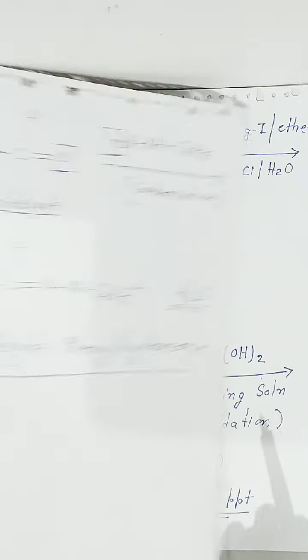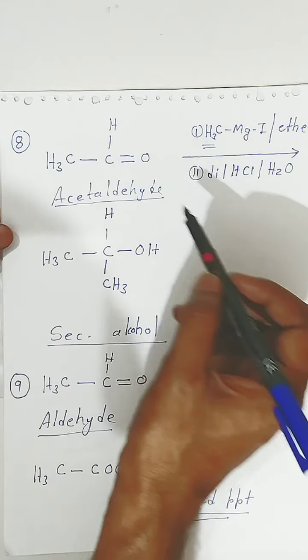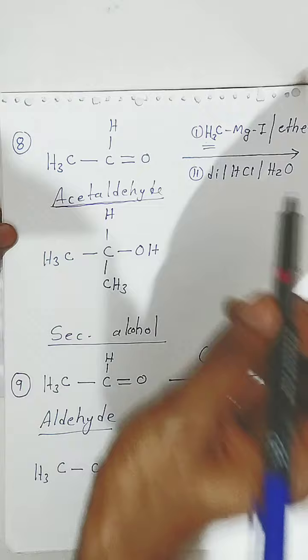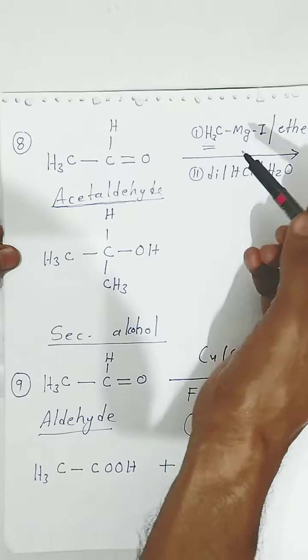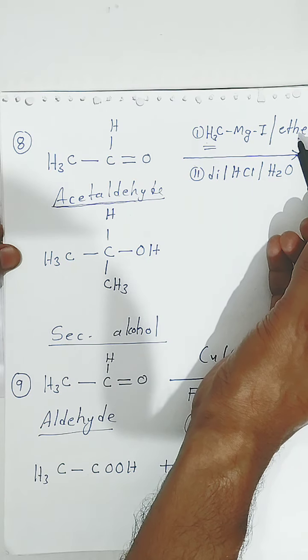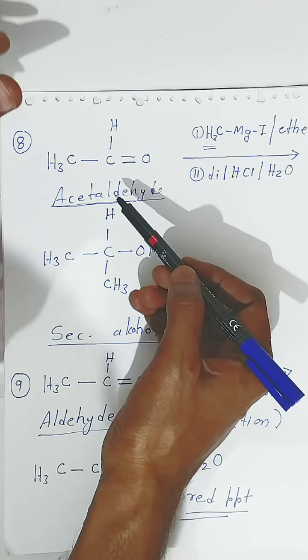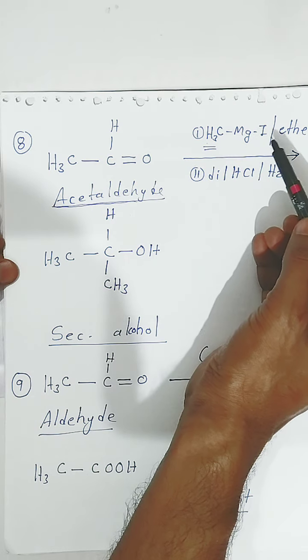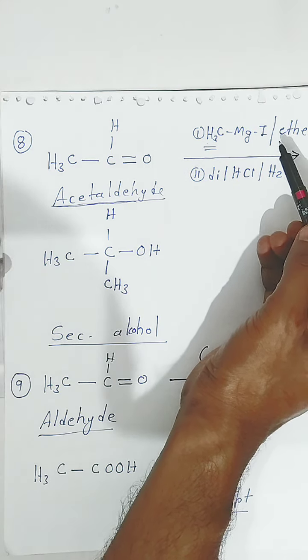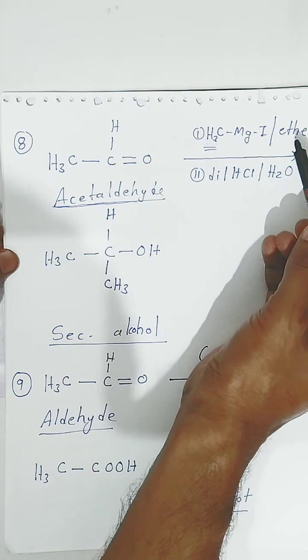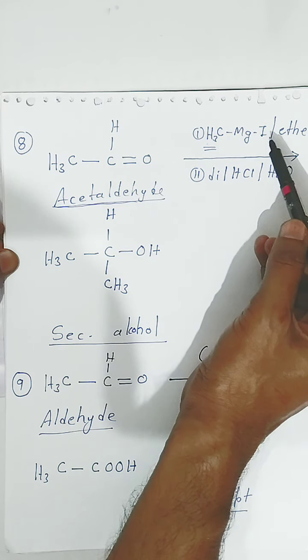Now comes the 8th reaction, which is a very important reaction. Again we are converting acetaldehyde into alcohol. You have acetaldehyde in a test tube and you have to add methyl magnesium iodide in the presence of ether as a solvent. We are not using water. First you have to use ether as a solvent when you add methyl magnesium iodide.